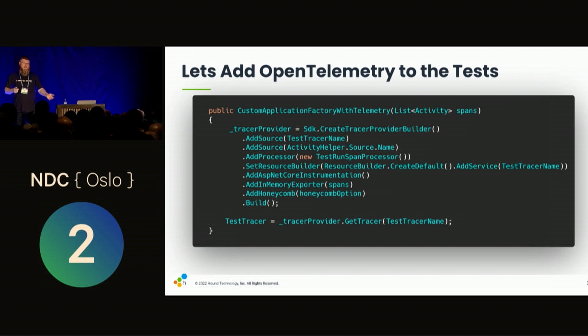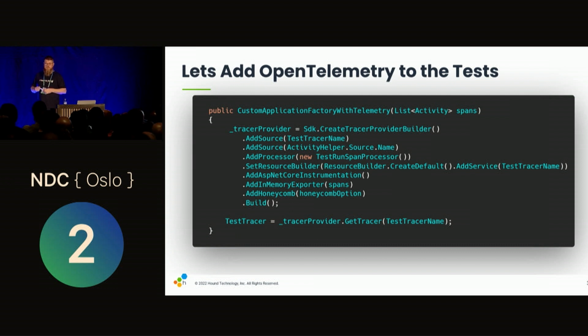We're going to monitor some specific traces or tracers. In .NET, that's called activity or activity sources. We're going to monitor some of those. We're going to add something called a test span processor, which is going to allow us to say which test run this was part of. And then we're going to add some auto instrumentations. We're going to add in the ASP.NET Core instrumentation, which will automatically do some tracing for us.